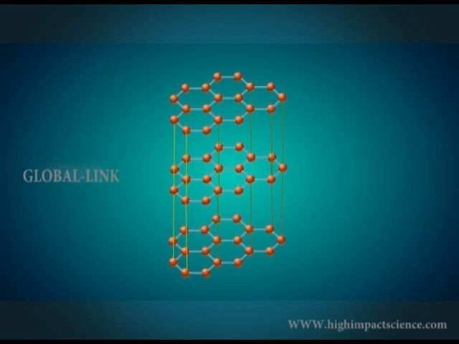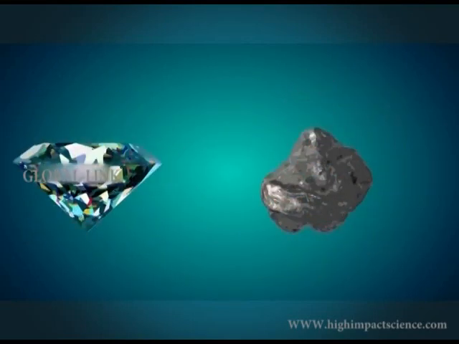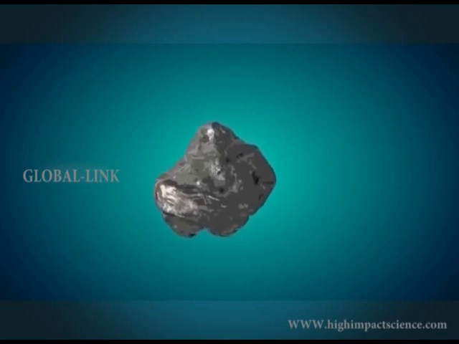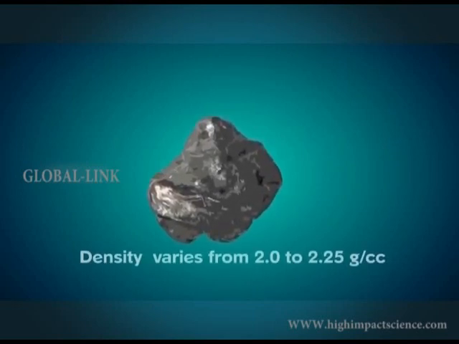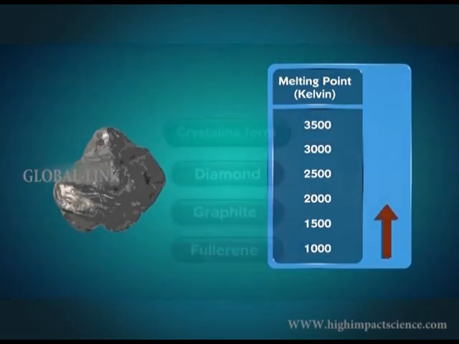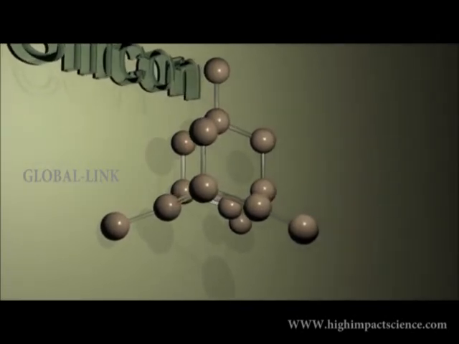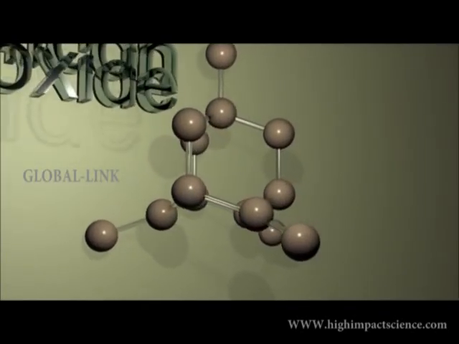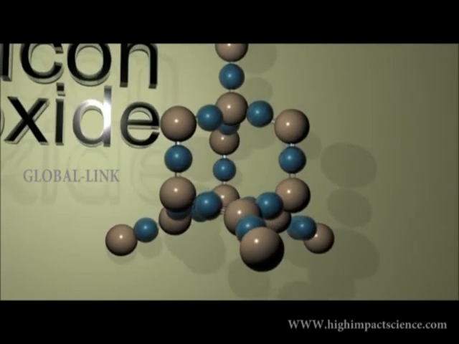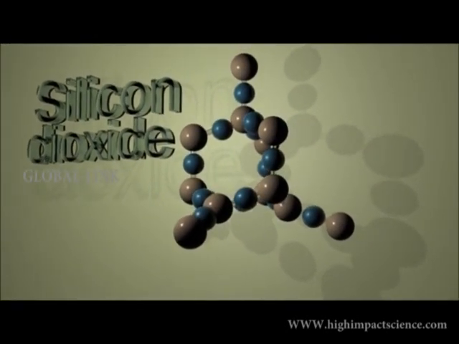Due to its structure, graphite is not as hard as diamond and is greasy. It's gray in color and opaque with metallic luster. Graphite's density varies from 2 to 2.5 grams per cubic centimeter and melts at 1800 Kelvin. Silicon 4 oxide. Silicon has 4 electrons in its outermost energy level. Each silicon atom is bonded covalently to 4 oxygen atoms, forming a giant covalent structure.